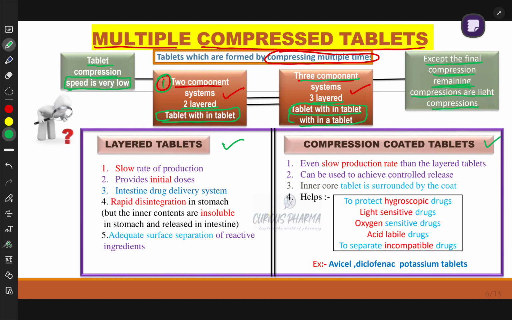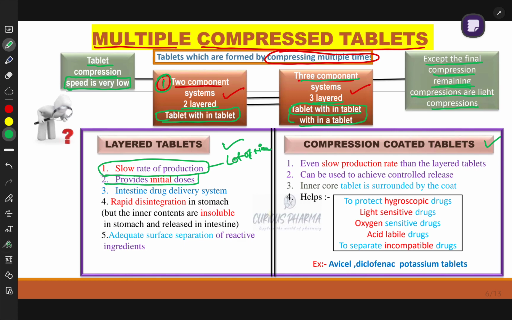Here, to prepare the layer tablets, as I have explained, except for the final compression, the remaining compressions are very light. We need more time, and the rate of production of the tablets is also very low, so it consumes a lot of time.